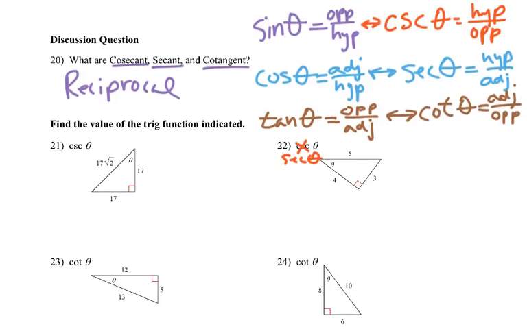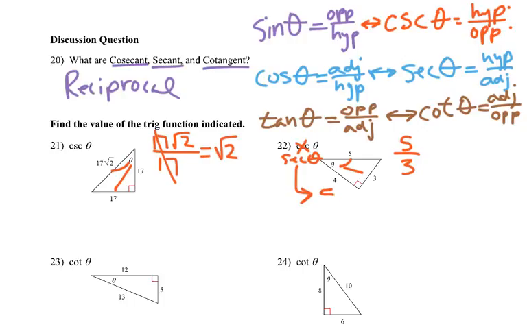So cosecant, hypotenuse over opposite. Hypotenuse, 17 square roots of 2. The opposite, 17. We reduce that. 17 over 17 is 1. So we just get the square root of 2. Okay. 22, if we did cosecant, would be the hypotenuse over the opposite. But if we do the secant, it would be the hypotenuse over the adjacent, which would be 4. Okay, so it's as simple as that.